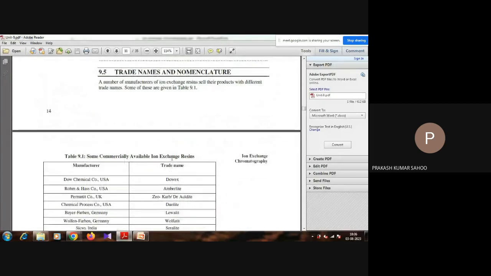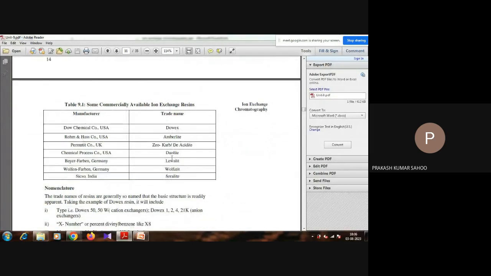Then the commercial trade names and nomenclature. Different ion exchange resins are available in the market with different trade names, and depending upon the manufacturer and trade names, they will have different compositions and different grades. That is Dow Chemical Company, USA. So this is Dowex. Rohm and Haas Company in USA, Amberlite. Then followed by Deacidite and Zeo-Karb, Germany made Lewatit, and Permutit. This is from India, Ceralite, the company is Cisco.